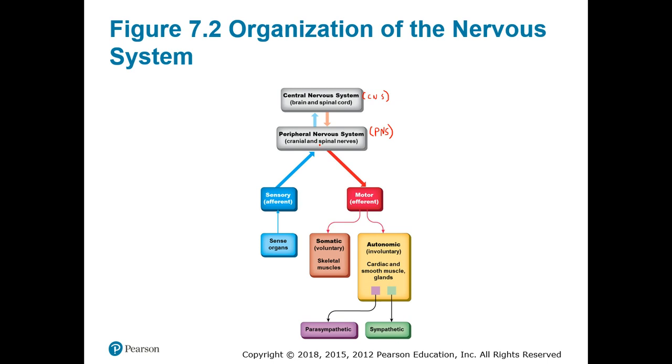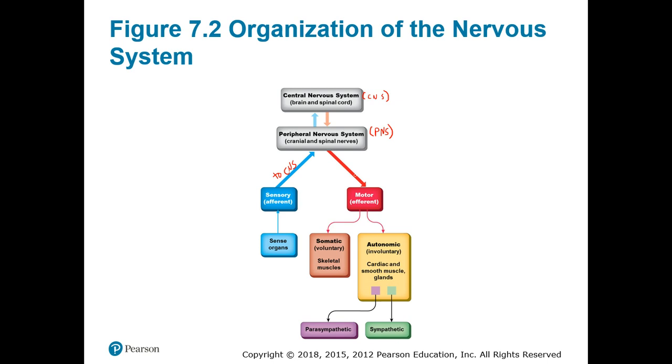Your peripheral nervous system is then split into two parts. You have your sensory and your motor. Your sensory, these are going to come from your sense organs. These are going to be the ones that take in the change. And notice that the arrow is going from the PNS to the CNS. This is going to be the information that's taken in to your integration.